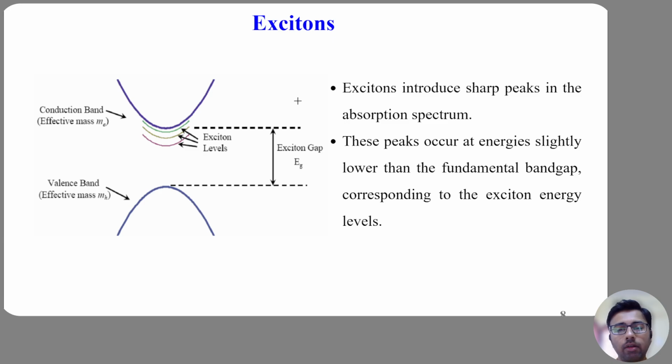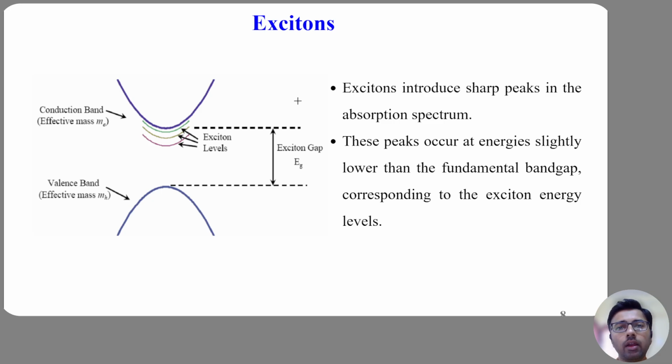Because the electron and hole are bound together, their total energy becomes slightly lower than that of free carriers. As a result, new discrete energy levels appear just below the conduction band minimum. These are called exciton energy levels.